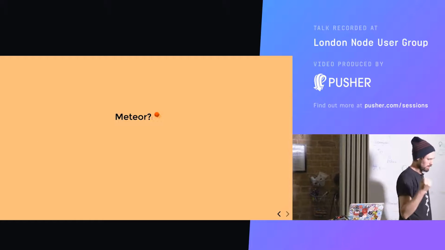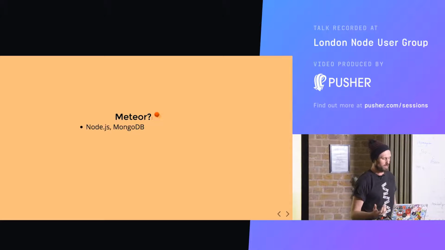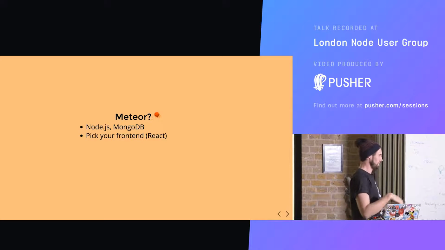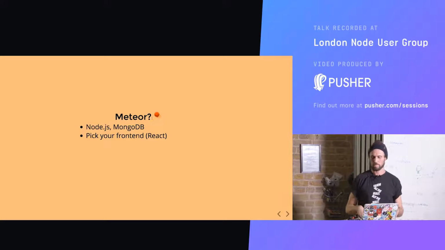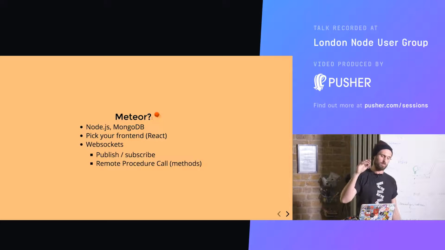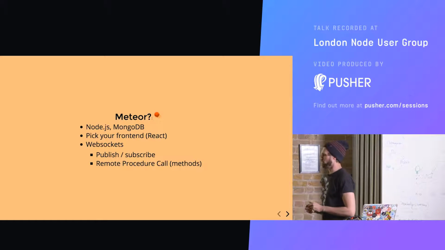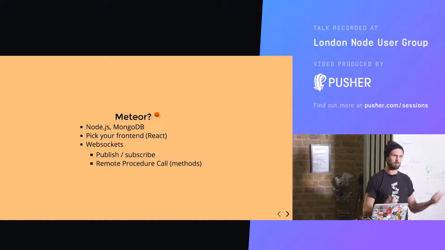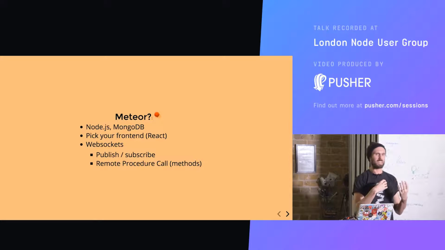So then the other thing I was going to talk about today was Meteor. Meteor is a framework for Node.js, and it uses MongoDB. It allows you to pick your front end, so you can choose Angular or Blaze, which is basically Handlebars. But their main focus is React. And then it also uses WebSockets. Whenever you want to fetch some data, you subscribe to a publication that has been set up on the server, and then you get data back, but you also get changes back.